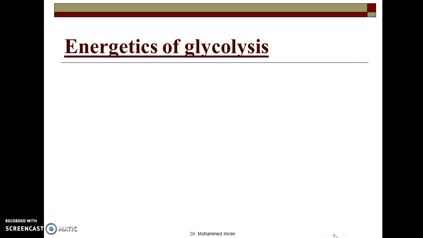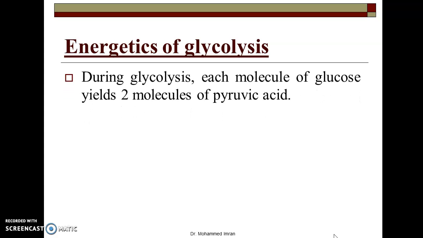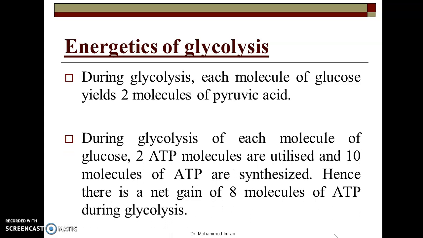And in the overall glycolysis cycle, each molecule of glucose produces 2 molecules of pyruvic acid. So during glycolysis of each molecule of glucose, 2 ATP molecules are utilized while 10 molecules of ATP are synthesized. So there is a net gain of 8 ATPs from this glycolysis cycle.